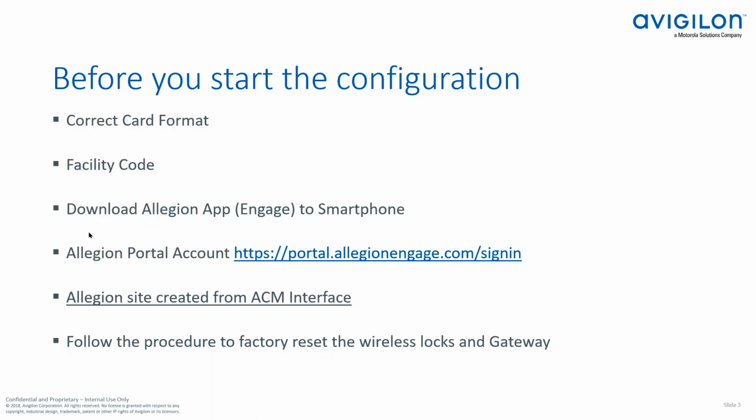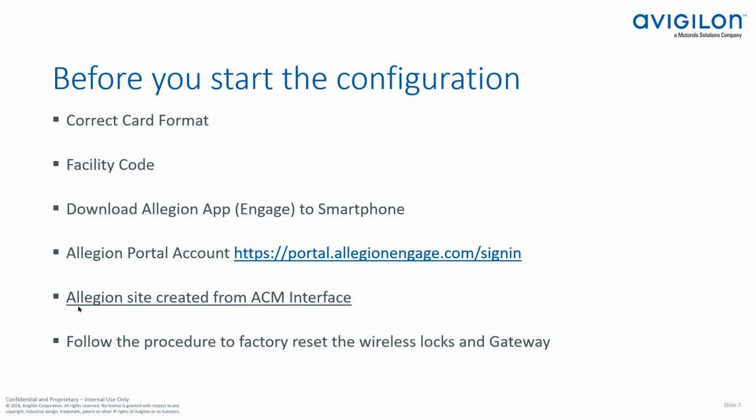Go to the internet and download the Allegion app, the Engage app. Install that on your smart device, tablet, smartphone, whatever you're using. Go into that application and create an account for you. And then once you have that account created, this step is also very important, you will have to create a site using the ACM interface. We're covering this in the video here in just a second.